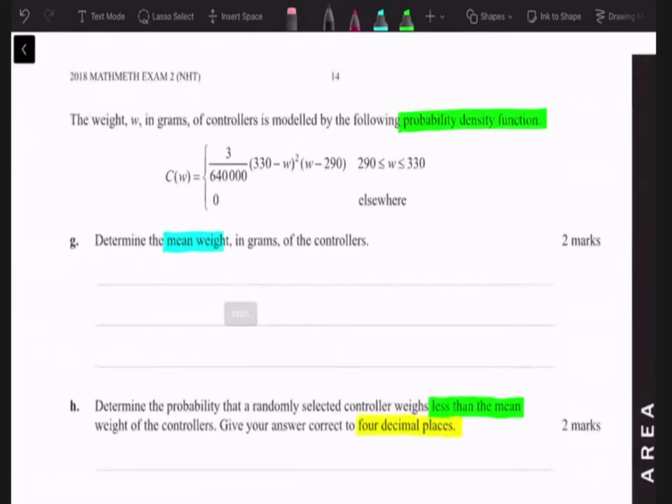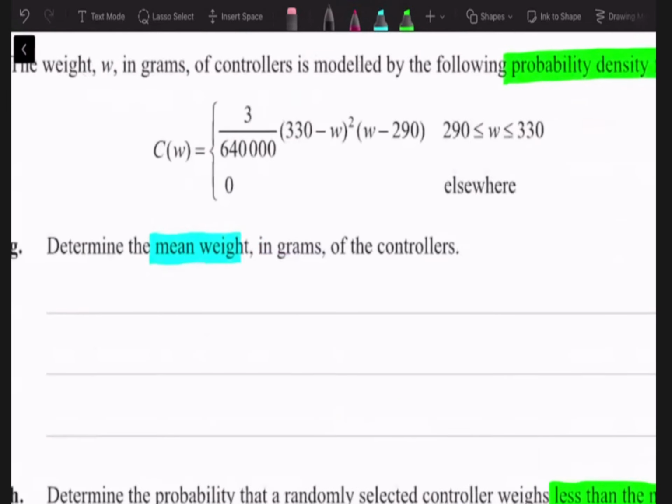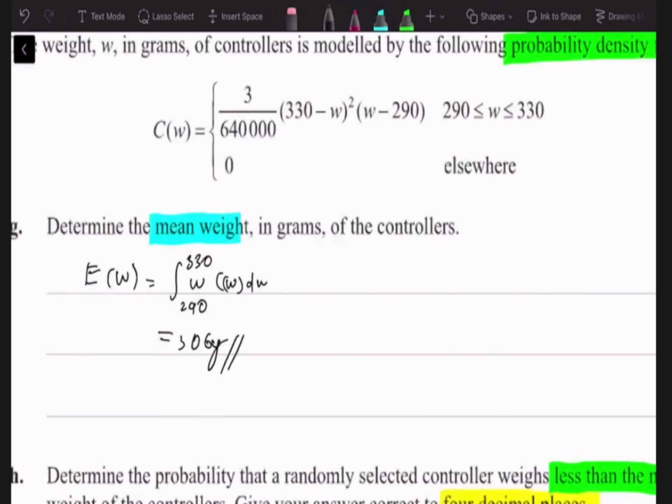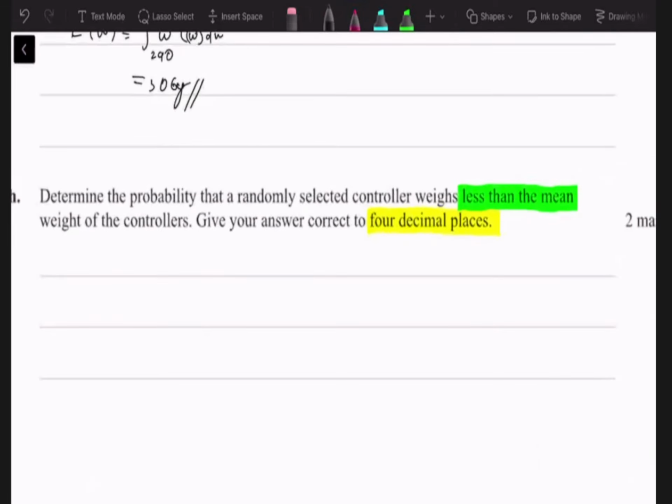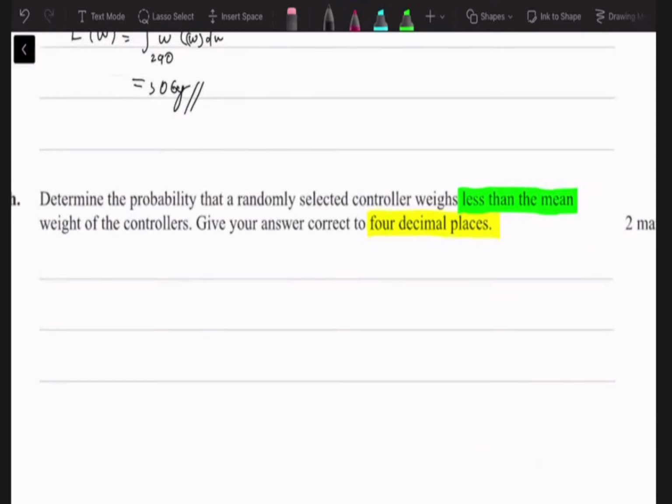So continuation of probability question, but now they've given you a density function. So the mean weight, E(W), is just the integration of w f(w) dw from 330 to 290. That gives you, I think it may have been exactly 306. So determine the probability that something randomly selected weighs less than the mean.